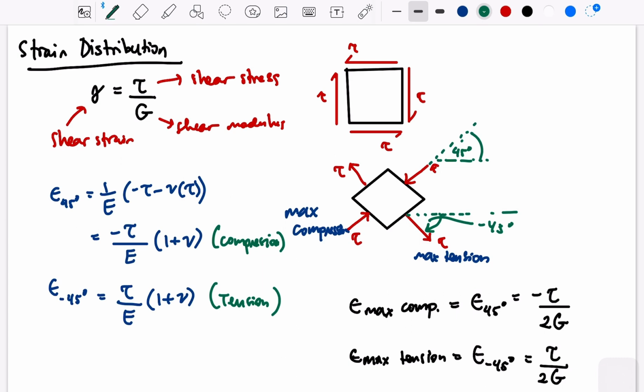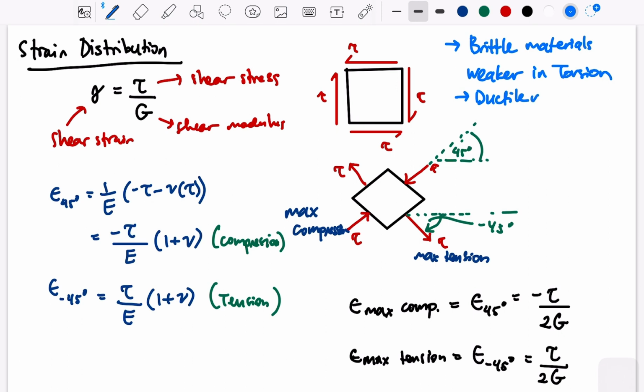Let me give you a note that from this angle, as I said, the chalk will make 45 degrees if you try to rotate it, try to put torsion on it. So brittle materials will be weaker in torsion, while ductile materials are weaker in shear.